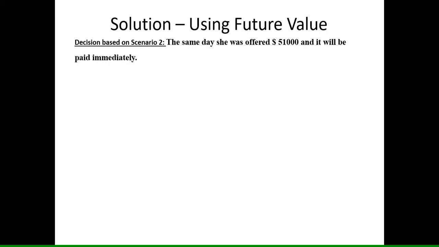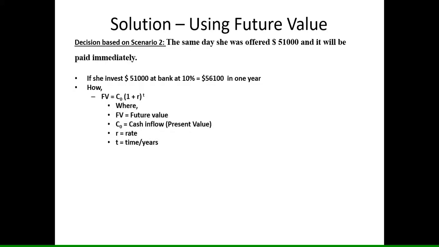So let's try with the present value, means the current value, of the scenario 2 option, and we will find out the future value. The same day she was offered $51,000 and it will be paid immediately. With this background, let's try with the formula of future value. If we try, we'll get $56,100 in 1 year. Let's see how we are going to find out using the future value formula.